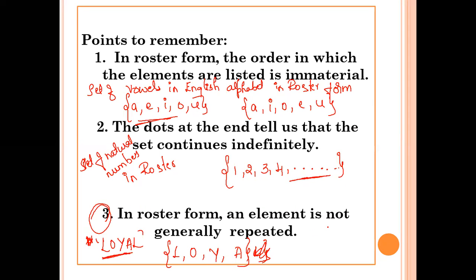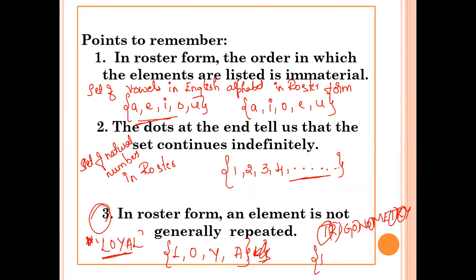Suppose you have a word called trigonometry. Here you can see there are certain letters which repeat. T repeats twice, R repeats twice, correct? O repeats twice. So you have to write each only once: T, R, I, G, O, N, M, E, Y. Letters that repeat should not be written repeatedly in roster form. That is the third point. Have you understood all these 3 points, students?